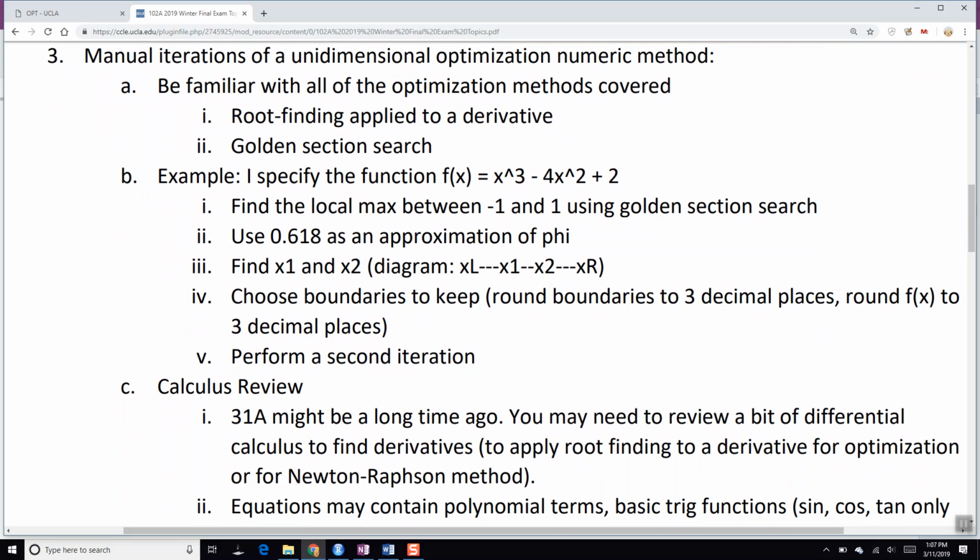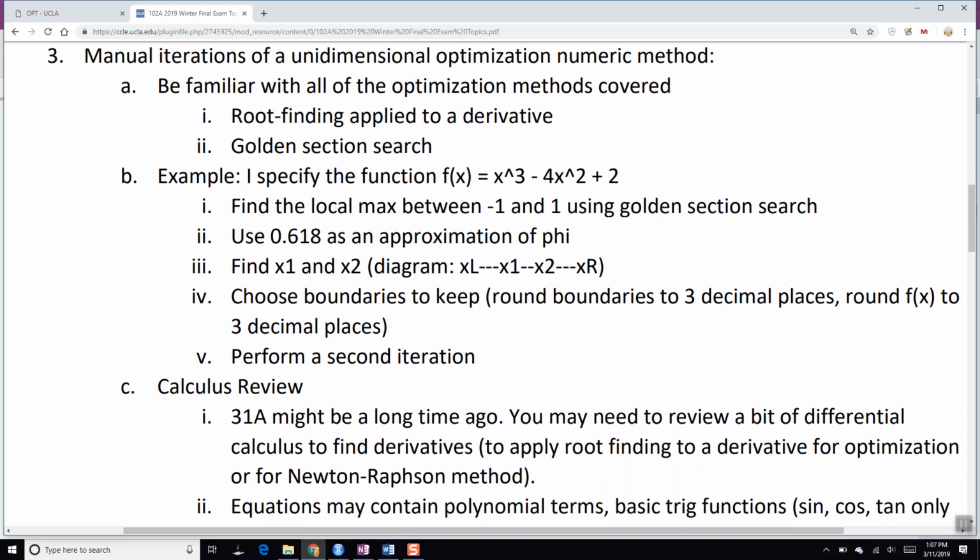and find your x1 and x2, choose the boundaries to keep, and round those results to 3 decimal places, and then perform a second iteration and things like that.